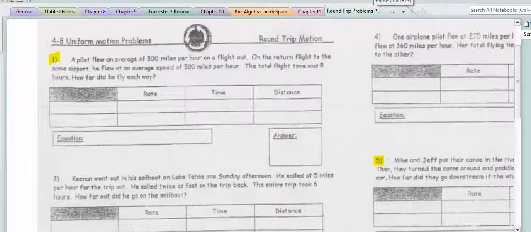Alright, the next type of problem is round trip problems. We're going to do numbers 1 and 5, and hopefully that'll be enough practice and you can go ahead and do the rest of them by yourself.